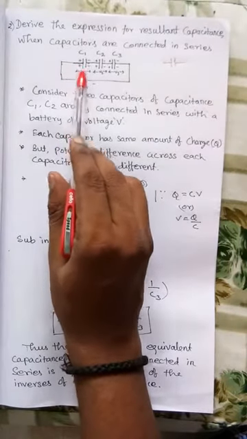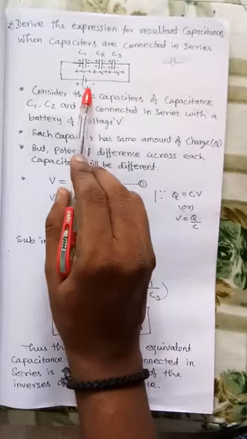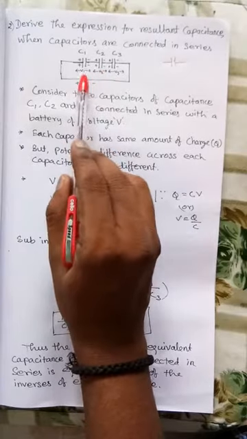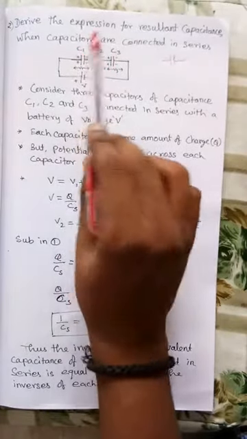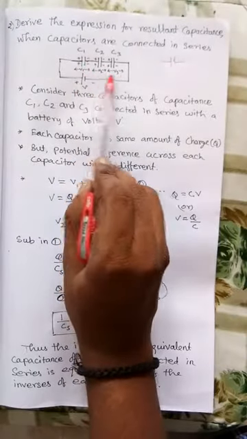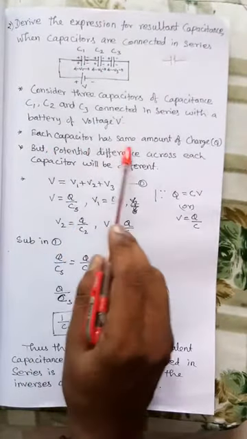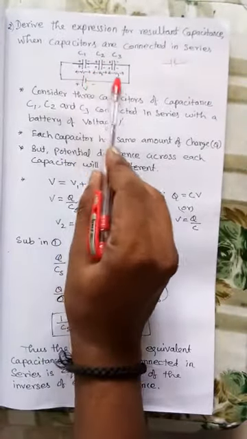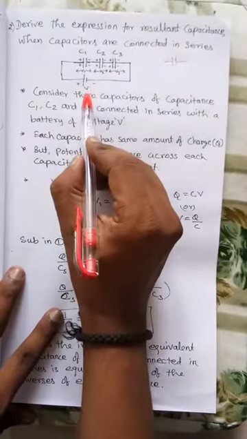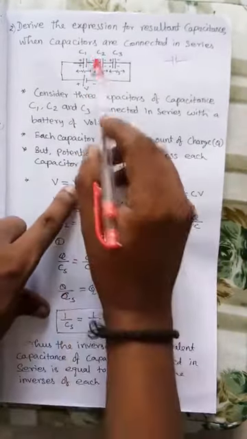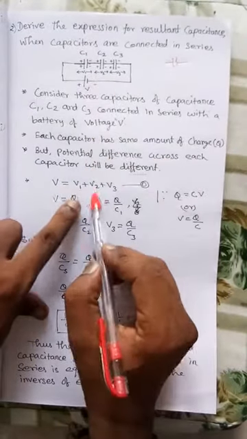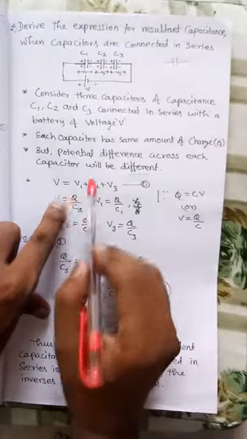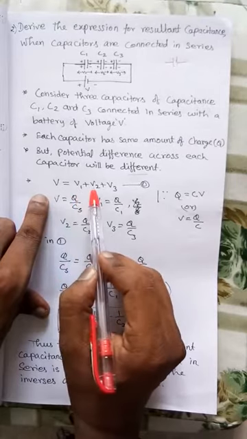One side has positive charge and the other side negative, then positive, negative, positive, negative. Each capacitor has a different potential V1, V2, V3, because when capacitors are connected in series, the potential is divided. Each capacitor has the same amount of charge, but the potential differences V1, V2, V3 are different. So the total potential V is equal to the sum of the individual potentials, V1 plus V2 plus V3. Suppose we give 9 volts, it will split into 3, 3, 3. So the total potential V is equal to V1 plus V2 plus V3.